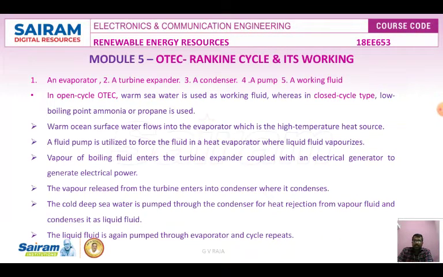So while talking about this Rankine cycle, we have 3 types of cycles. One is the open cycle, where the warm sea water is used as the working fluid. So sea water itself is used as the working fluid. We are not using any separate working fluid for the conversion. Whereas in the closed cycle, a low boiling point fluid such as ammonia or propane is used as the working fluid for the conversion of water into steam.